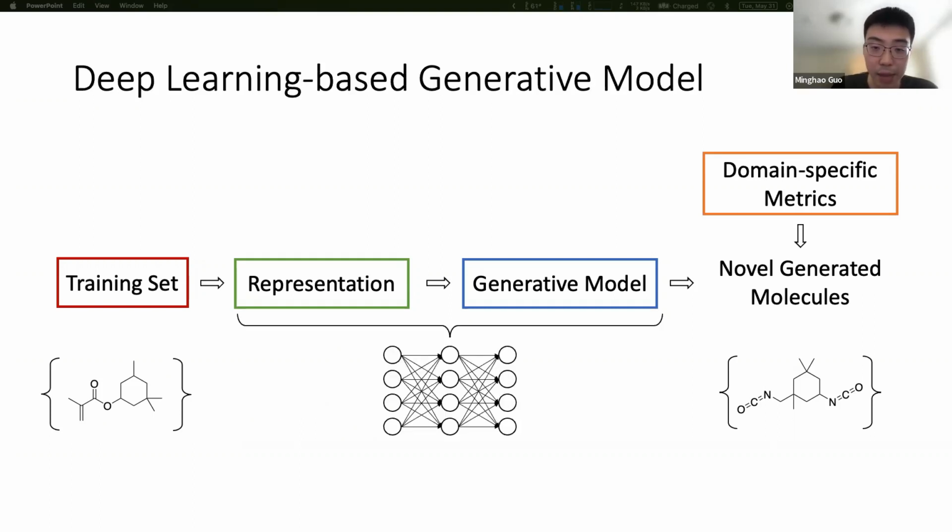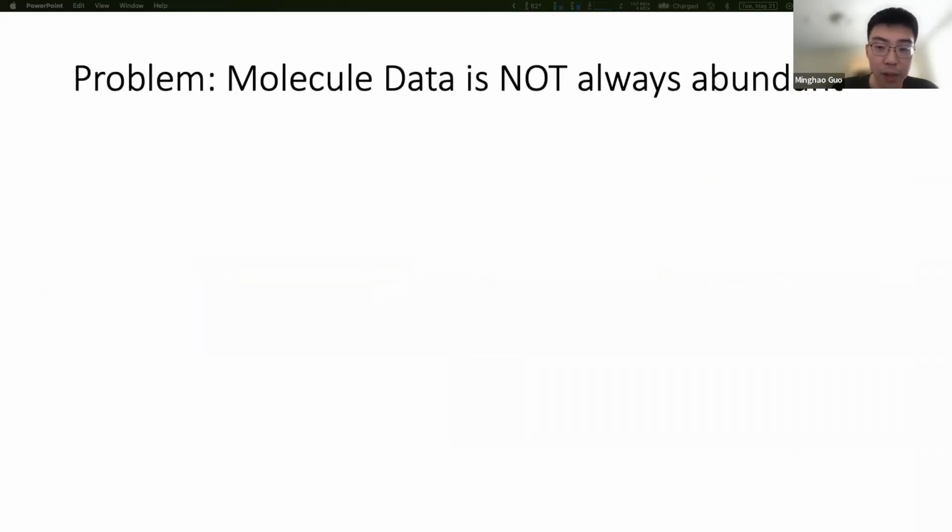Recently there are many state-of-the-art methods using deep learning based generative models, including variational autoencoders, GANs or reinforcement learning. But there is a common drawback for these methods: they usually require large amounts of training data, typically tens of thousands, to achieve reasonable performance. However, in practice, the molecular data is not always abundant.